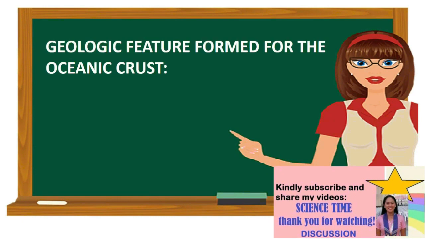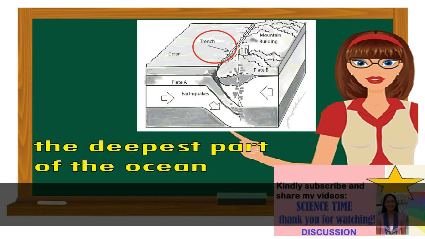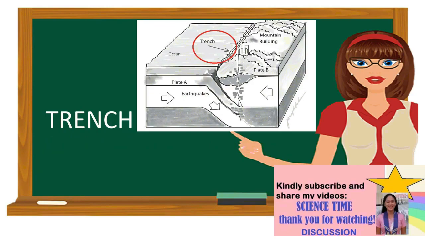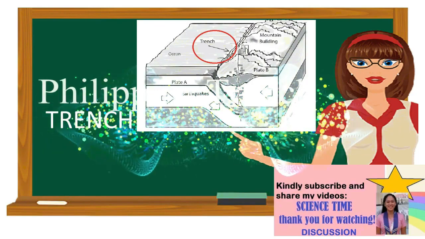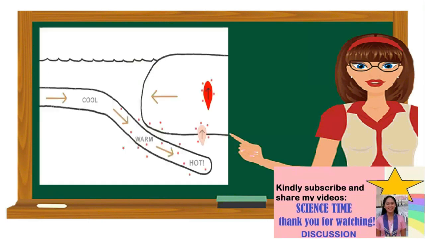For the oceanic crust, one important geologic feature formed is the trench, also called submarine valleys. Ocean trenches are the deepest part of the ocean. One of the deepest is the Philippine Trench. This event also gives rise to the formation of a volcanic arc near the edge of a continental leading plate.